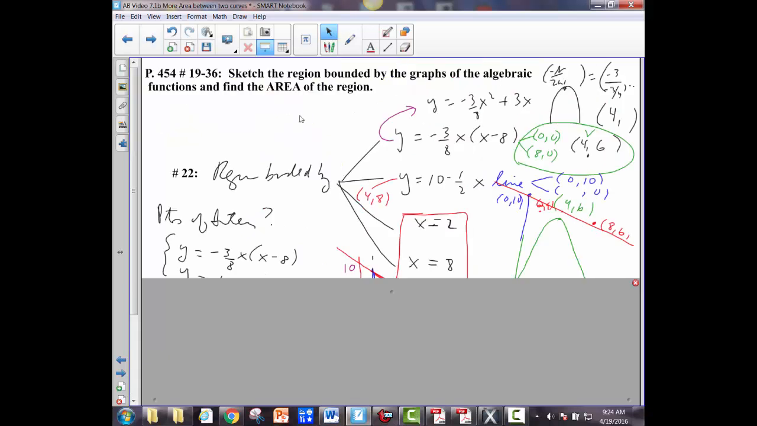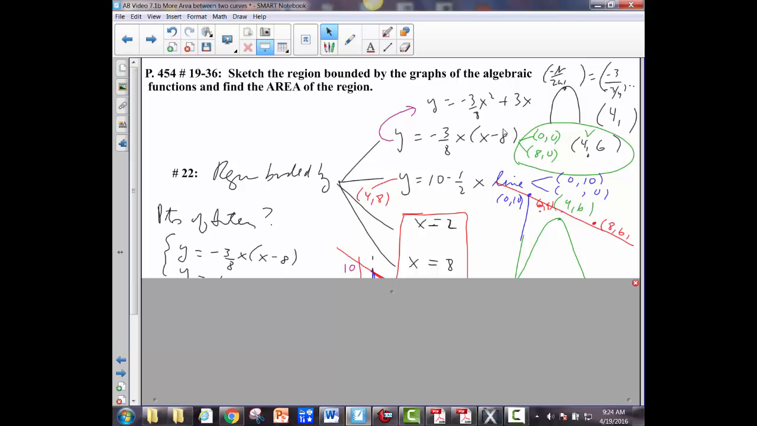Okay, 19 through 36, sketch the region bounded by the graphs of the algebraic functions and find the area. So now it's up to you to sketch the graphs, okay? So there will be questions without calculator. They will expect you to graph some basic things. So first of all, this one is a line. So we replace x by 0, you'll get y equals 10. I didn't even bother finding, if I replace y by 0, this would be 20, so (20, 0).